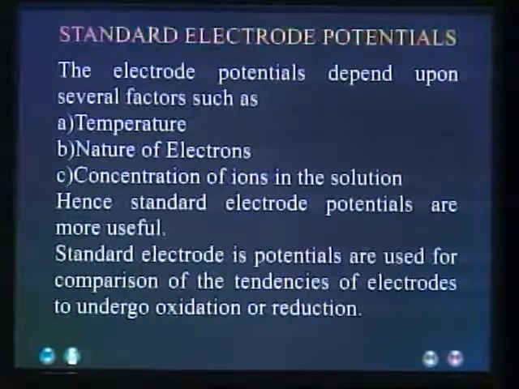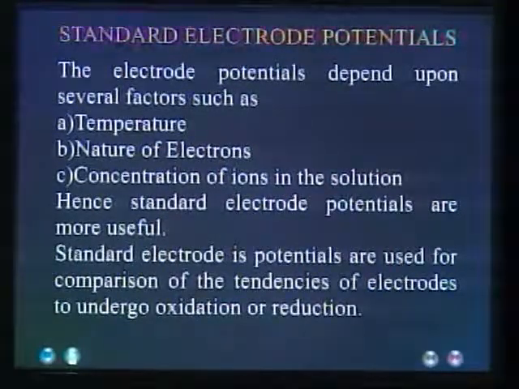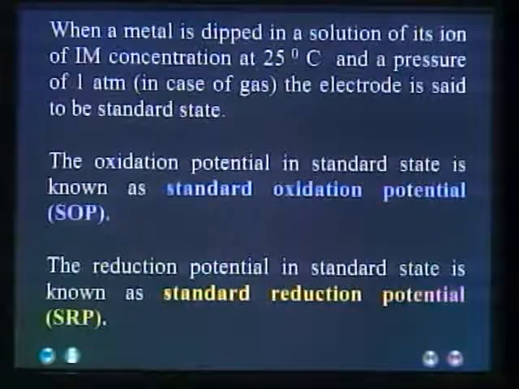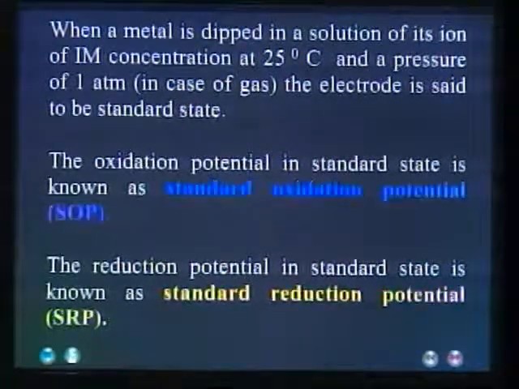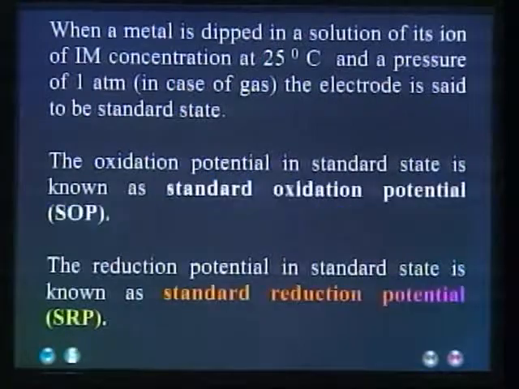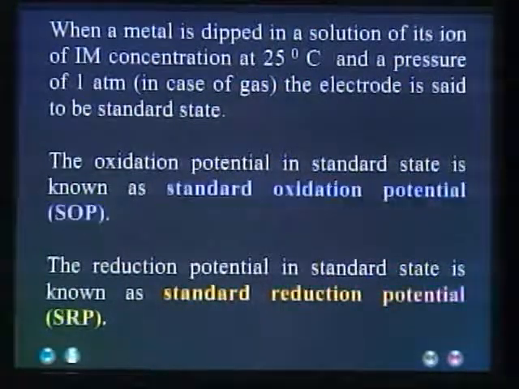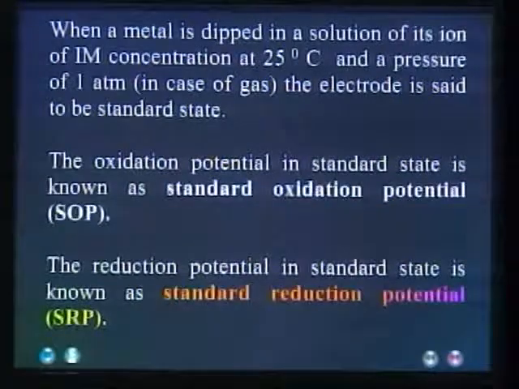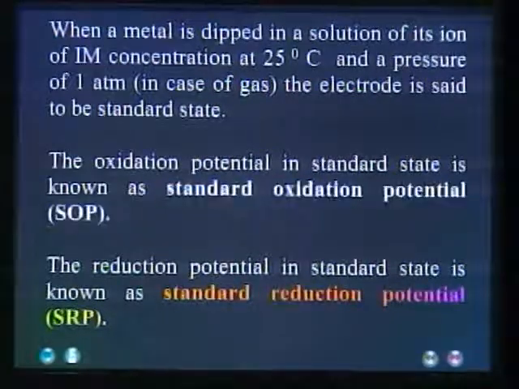For this purpose, we define one more term which is more useful, known as the standard electrode potential. When a metal is present in a solution of its own ion of 1 M concentration at 25 degrees centigrade, and at a pressure of 1 atmosphere in the case of a gas, the electrode is said to be in standard state. The standard oxidation potential is simply the oxidation potential of the electrode in standard state. Similarly, the standard reduction potential of the metal is the reduction potential of the electrode in standard state.